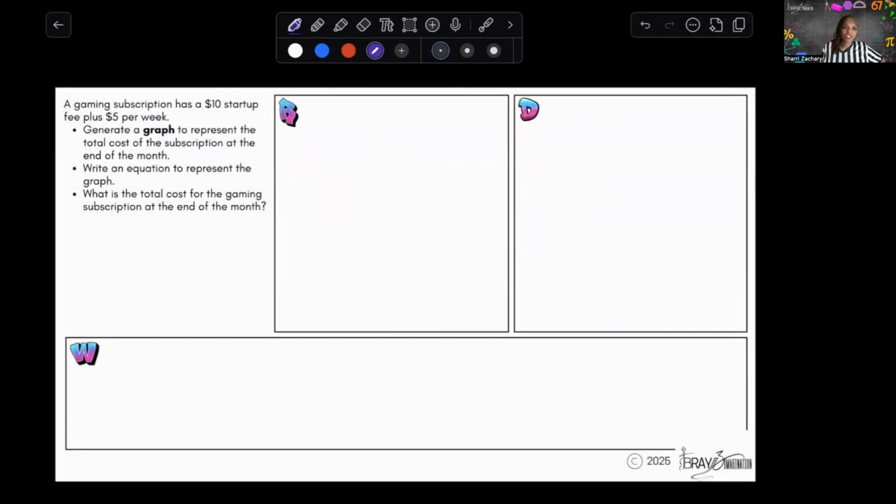In this situation, they told us to generate a graph to represent the total cost of the subscription at the end of the month. So it says a gaming subscription has a $10 startup fee plus $5 per week. Generate a graph to represent the total cost of the subscription at the end of the month. Write an equation to represent the graph. What is the total cost for the gaming subscription at the end of the month?